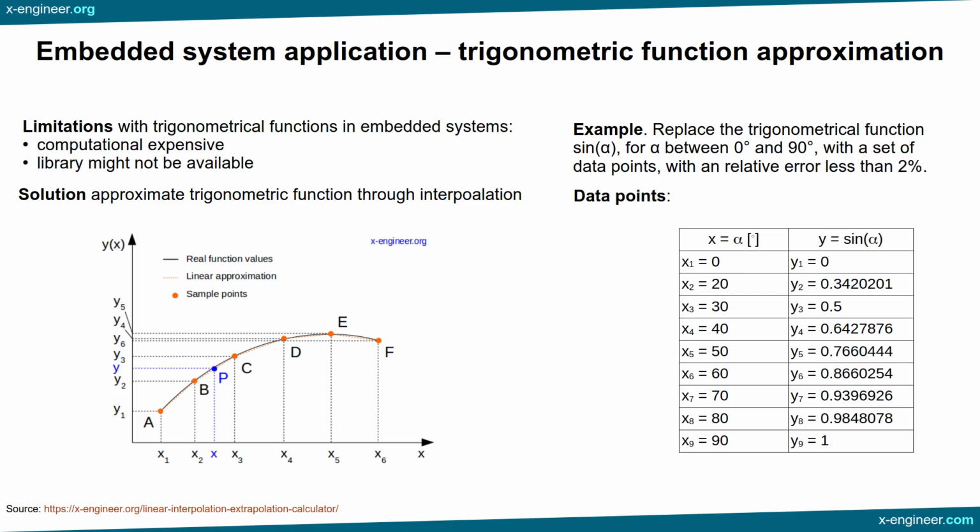When an input angle falls between two stored points, we can use linear interpolation to estimate the sine value, achieving a relative error of less than 2%. This approach is widely used in embedded systems to reduce computational complexity while maintaining sufficient accuracy for most applications. By leveraging interpolation, we can implement trigonometric functions efficiently, even on hardware with limited resources.